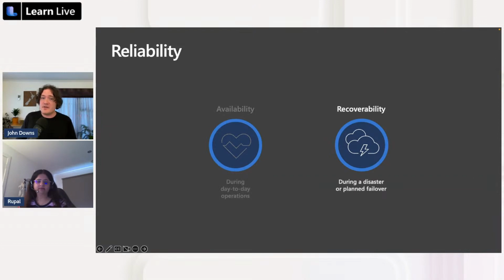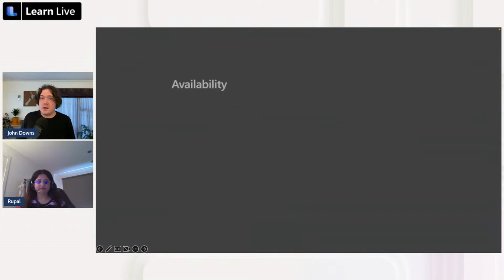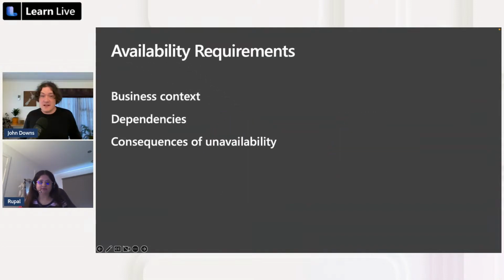And then we distinguish this from recoverability. Recoverability is more about how our system works during a disaster or even something like a planned failover. And although both of these two concepts relate to reliability, we consider them differently and we think about them being associated with different kinds of requirements. So let's talk first about availability.